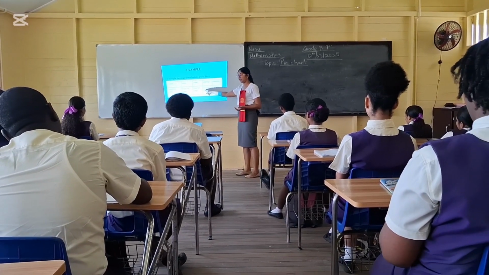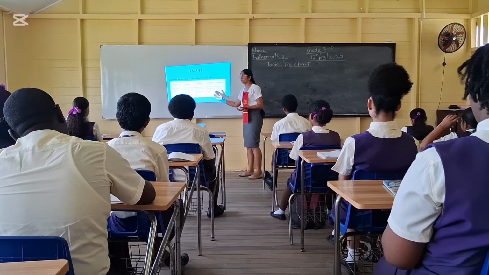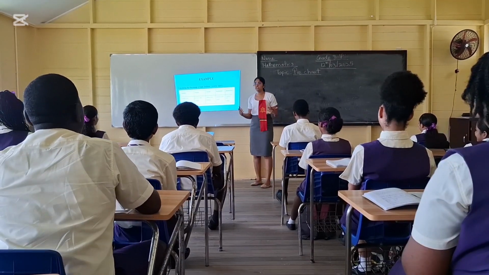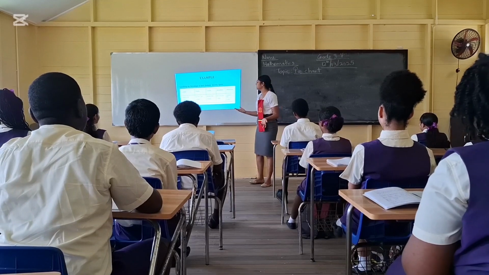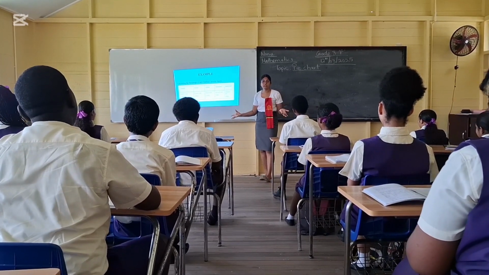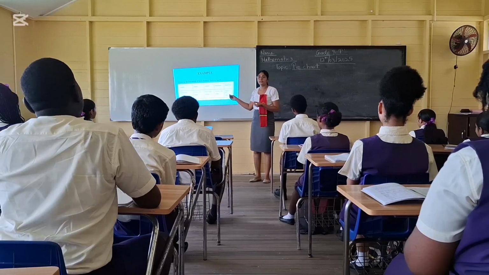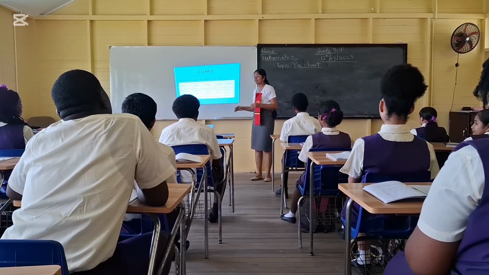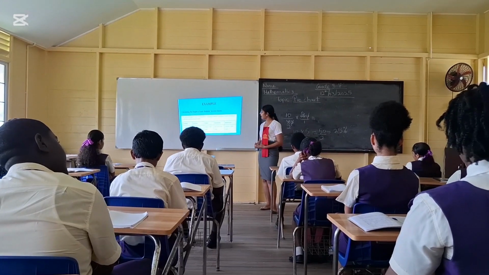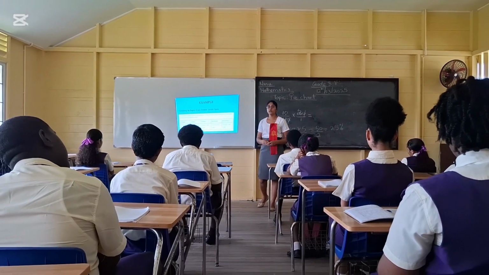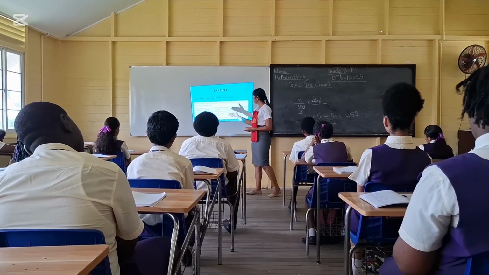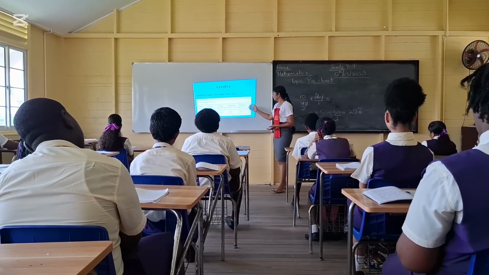Basketball? 10. 10 over 40 times 100 will be 25%. For badminton, how many students play badminton, class? 10. 10 over 40 times 100 will be 25%. So this is how you find the percentage for each of the sports. Everybody understand? Yes. Alright students, let's find the degree of each student's favorite sports. So we have football, hockey, cricket, basketball, and badminton.